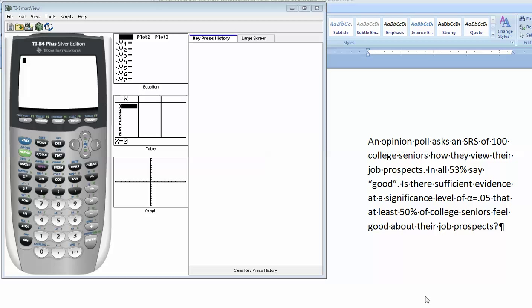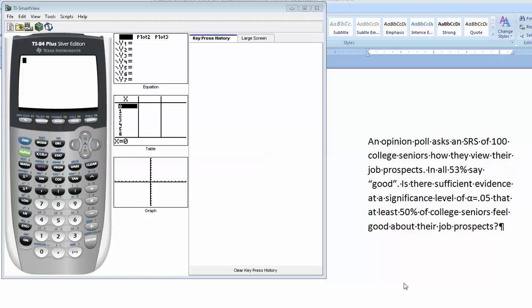So the question is that an opinion poll asks a simple random sample of 100 college seniors how they view their job prospects. In all, 53% say good. And we want to know if that's sufficient evidence at a significance level of alpha equals 0.05 that at least 50% of college seniors feel good about their job prospects.